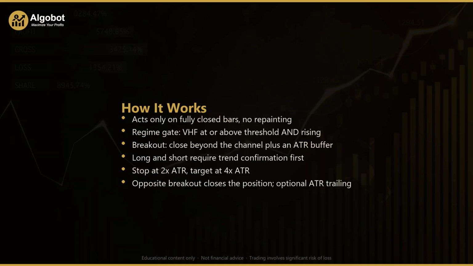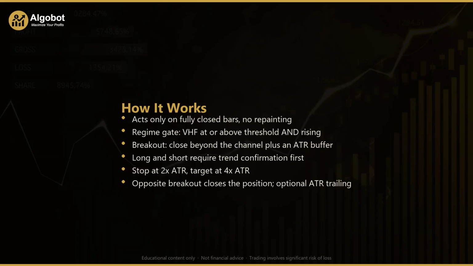The second step is the breakout itself. The strategy builds a channel from the bars before the signal bar, taking the highest high and the lowest low over the channel period, which defaults to 20 bars. It then adds a small buffer, equal to a fraction of the average true range, beyond each edge. If the just closed bar closes above the upper channel plus that buffer, the strategy signals a long. If it closes below the lower channel minus the buffer, it signals a short. That buffer helps filter out marginal breaks that barely clear the line.